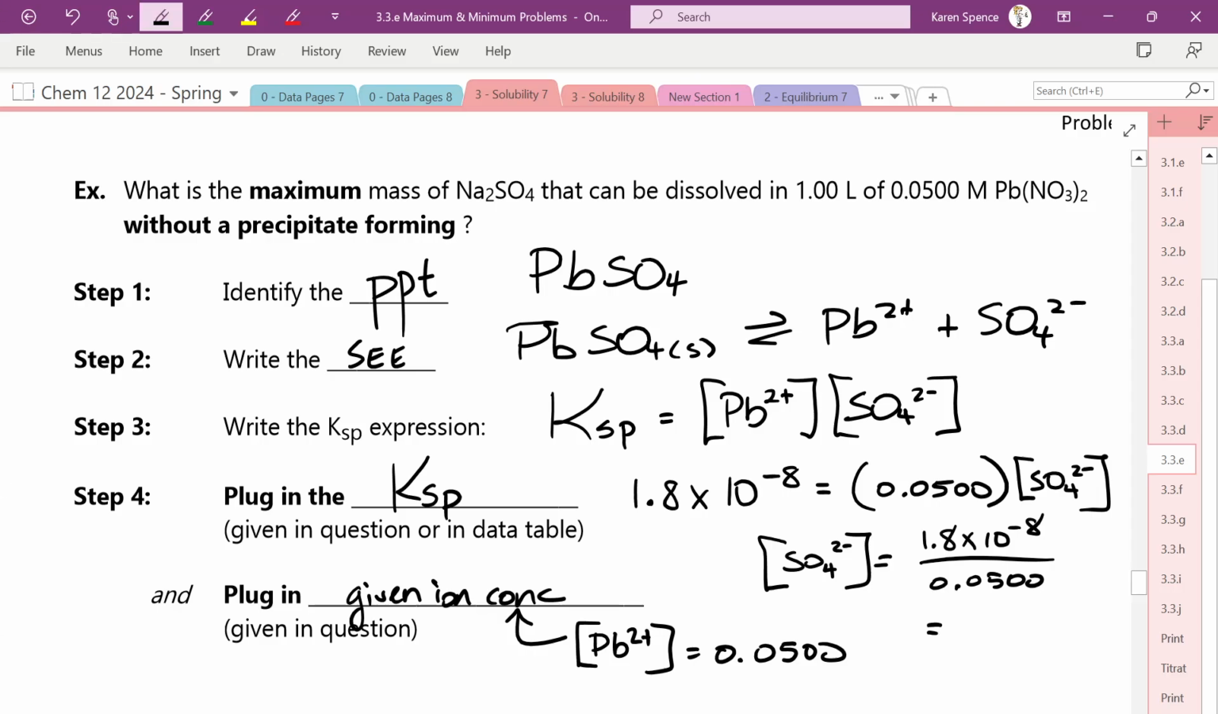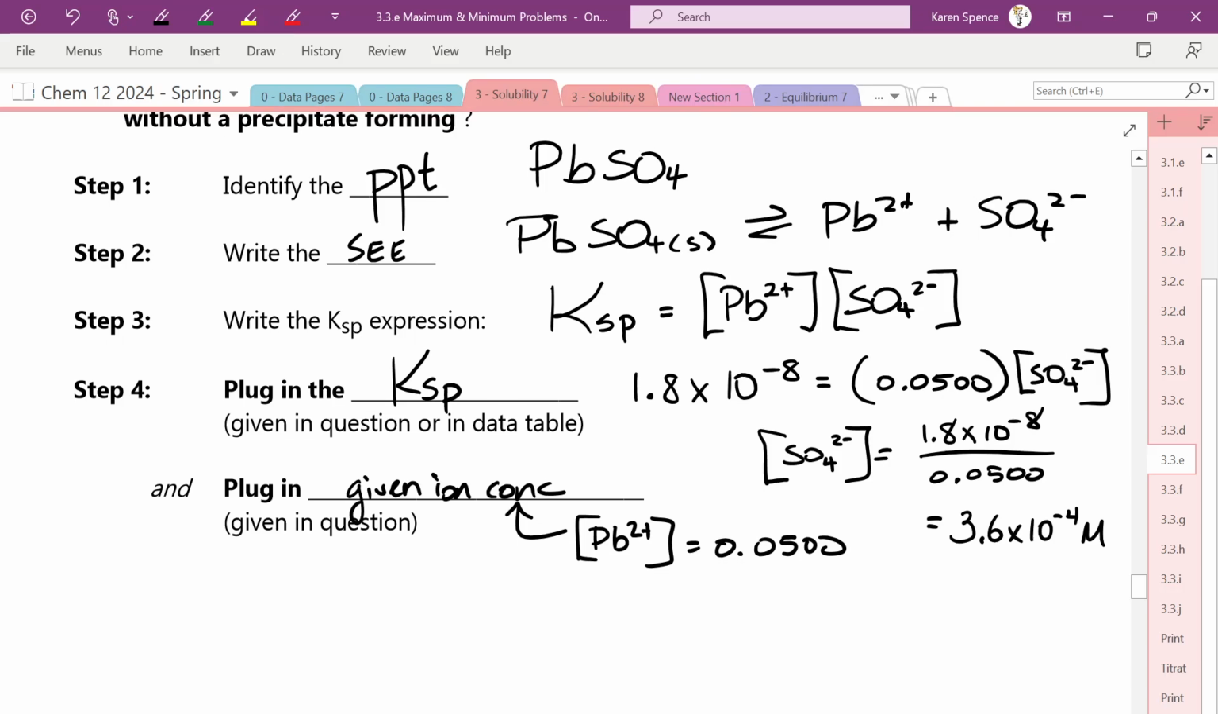Did you guys get a sulfate concentration of 3.6 times 10 to the negative 4 molar? Yeah. It's in the worked answer key, so you're welcome to check that out.